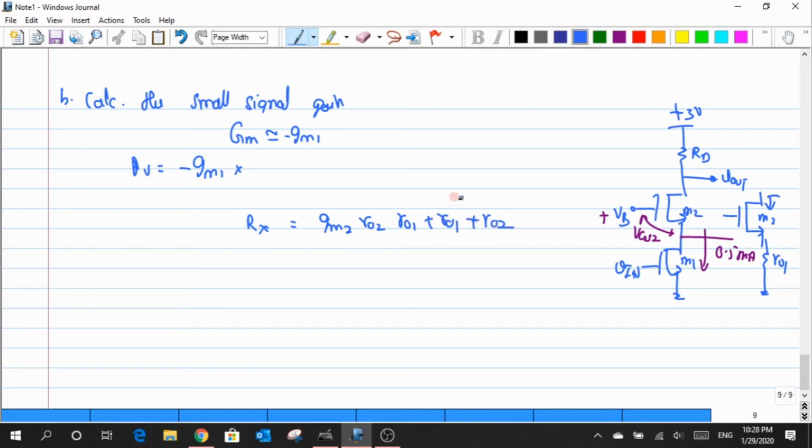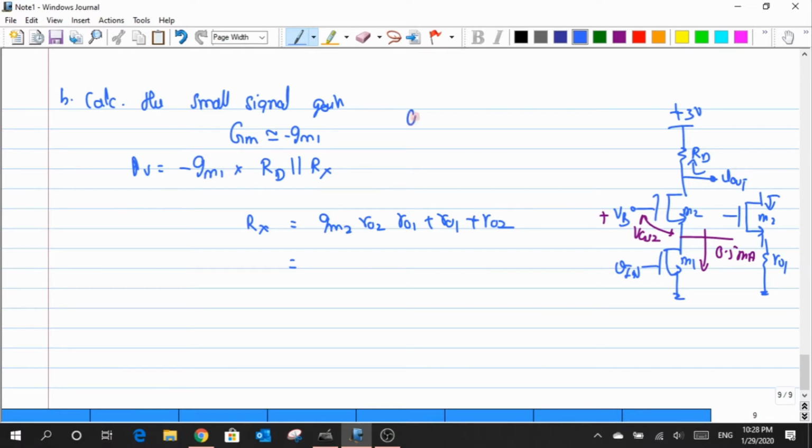So this is my expression for Rx, and when I look up, what I have is just RD. So I have this RD in parallel with Rx. We have to perform this computation right now, and it has to be carried out by knowing the values of gm1, gm2, RO1 and RO2.